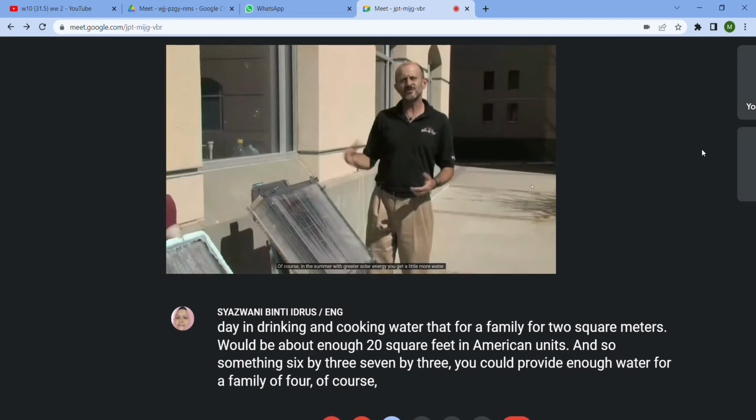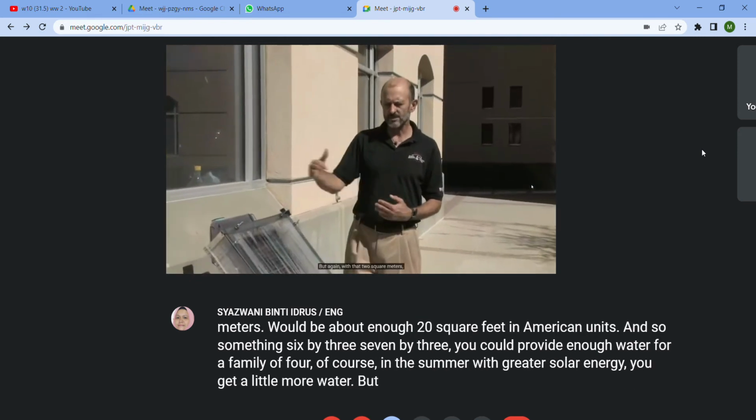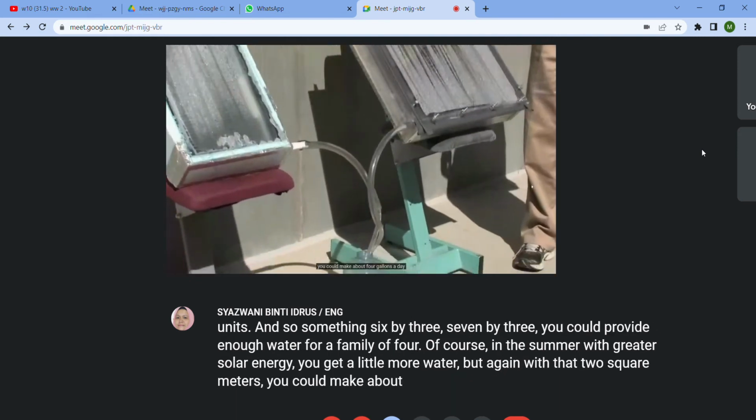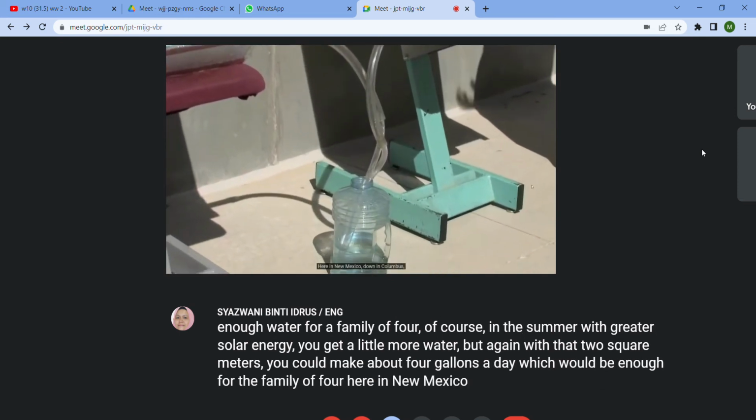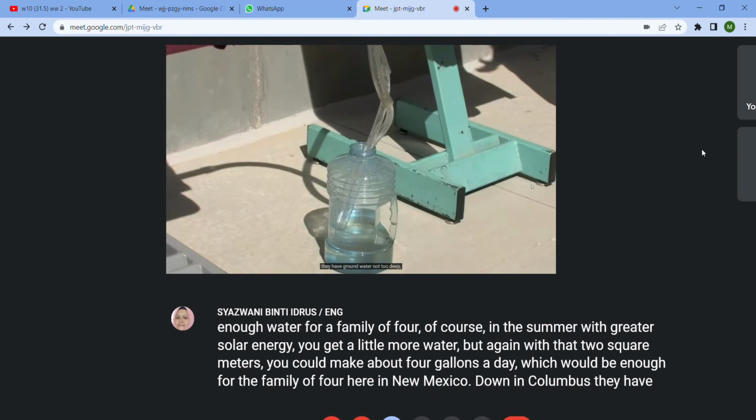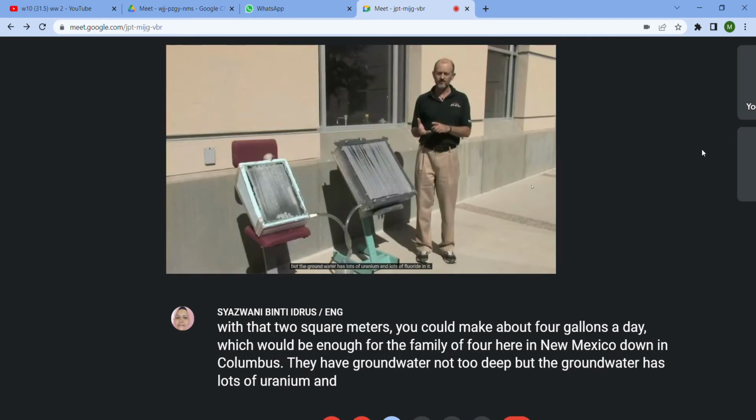Of course, in the summer with greater solar energy, you get a little more water. But again, with that 2 square meters, you could make about 4 gallons a day, which would be enough for the family of 4. Here in New Mexico, down in Columbus, they have groundwater, not too deep, but the groundwater has lots of uranium and lots of fluoride in it.